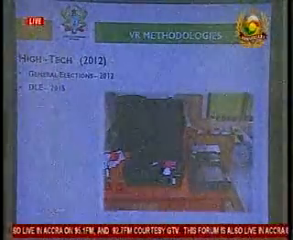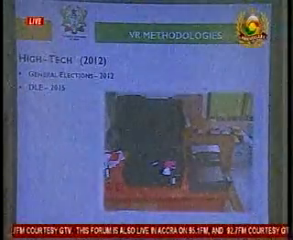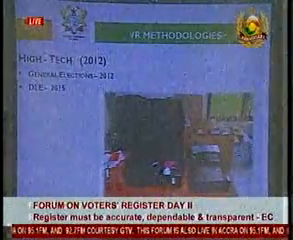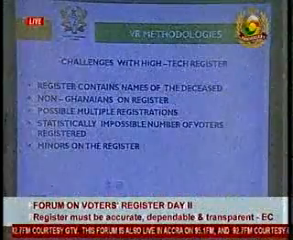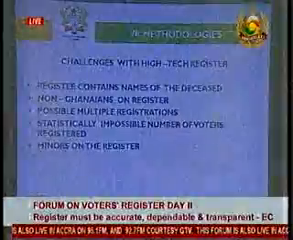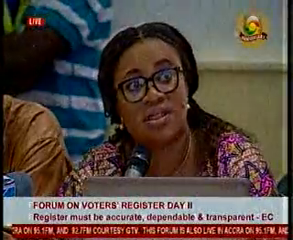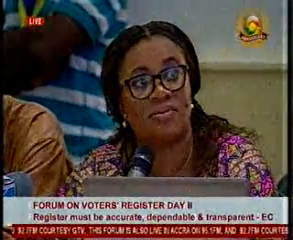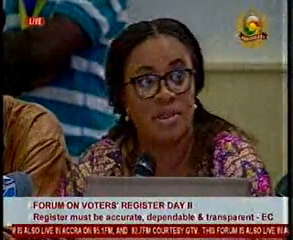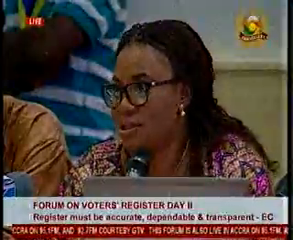Then we decided, let's go high-tech and see if we can eliminate these problems. And so for the general elections of 2012, we used the biometric voter register. This was also used for the district-level elections of 2015 in September. Again, the high-tech came with complaints and allegations. The register contains names of the deceased, there are non-Ghanaians on the register, possible multiple registrations, a statistically impossible number of voters, and minors on the register.